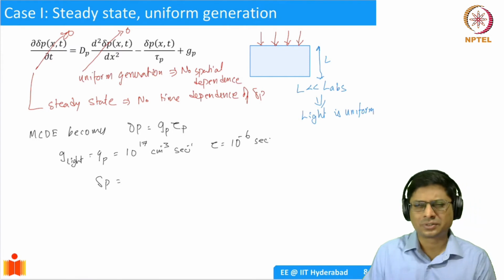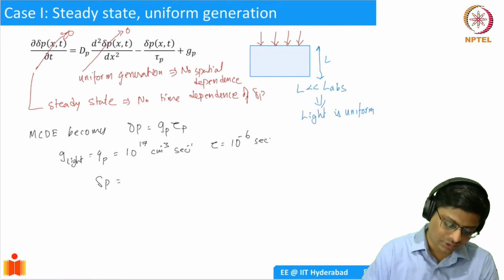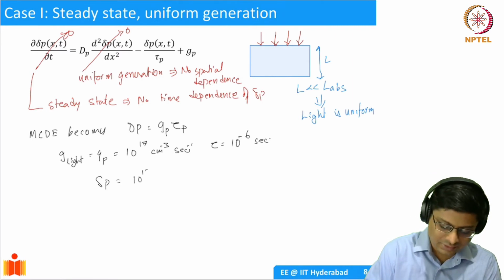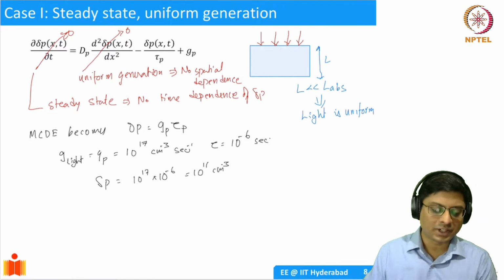This is a kind of large number, I would say the largest. Typically the lifetime is going to be smaller. So then this will be 10 power 17 multiplied by 10 power minus 6. So you have 10 power 11 per centimeter cube. So you have this much minority carrier density in the semiconductor.